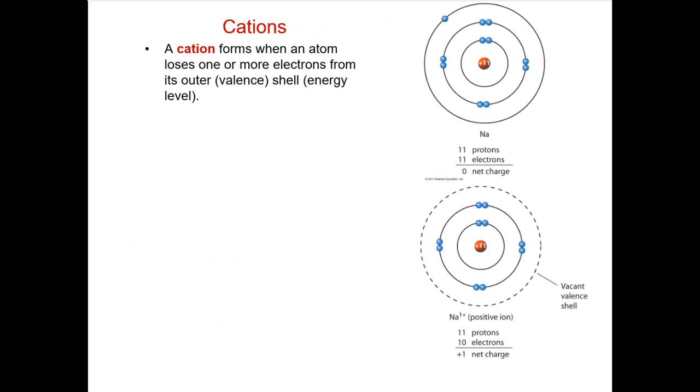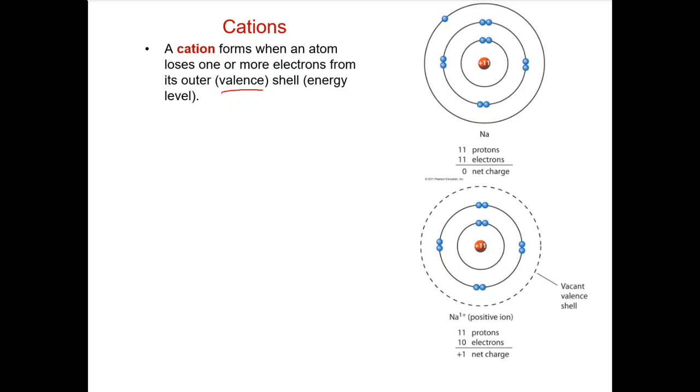Okay, so let's break this down a little bit. First of all, cations. A cation forms when an atom loses one or more electrons in its outer valence shell of electrons. So the outer electrons, in other words, the ones on the outermost part of the atom, are referred to as the valence electrons. And this is where all of the story happens. You're going to have reactions taking place. This is where you're going to be adding and removing electrons. So this is where everything happens. It's out in the valence.